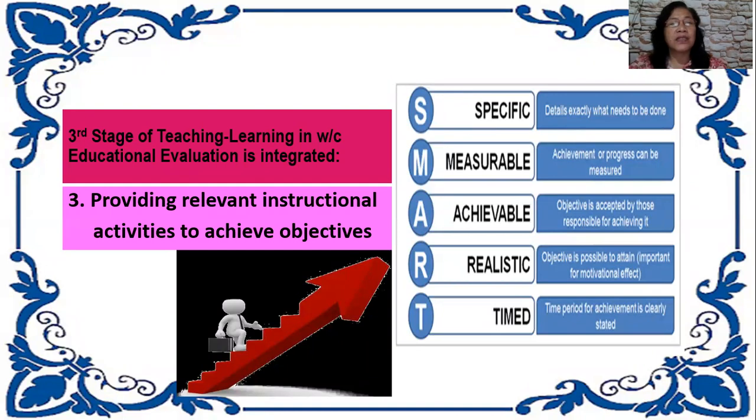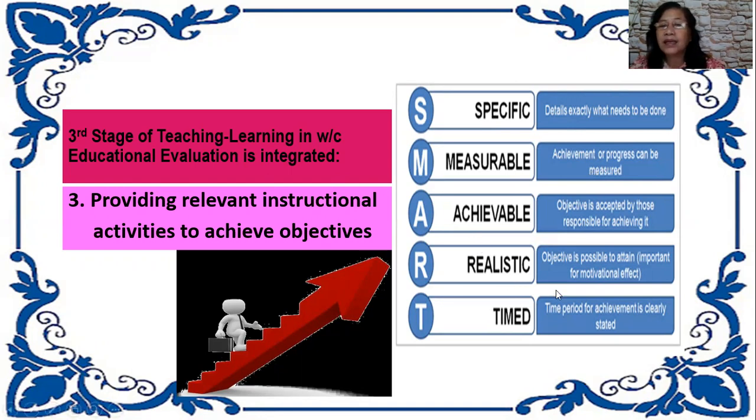The third stage of teaching learning in which educational evaluation is integrated is providing relevant instructional activities to achieve objectives. So there should be instructional activities. So you cannot just let the students do whatever they want. You must give them guidelines. So remember, the SMART, it should be specific, details exactly what needs to be done. Then it should be measurable, meaning achievement or progress can be measured. Then achievable or attainable. Objective is accepted by those responsible for achieving it.